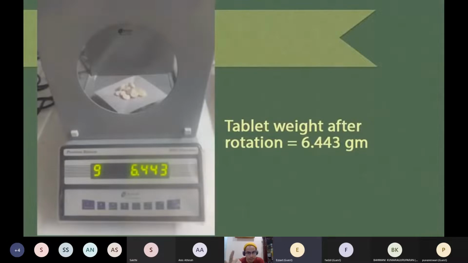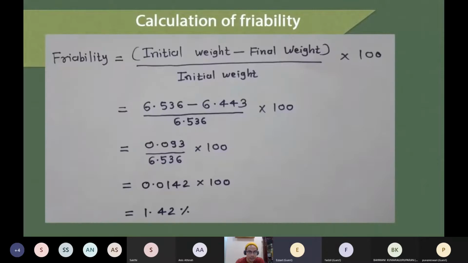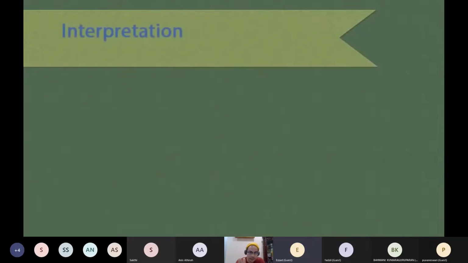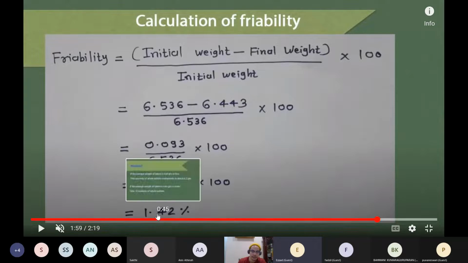So we weigh the final weight, 6.443. Now we can calculate the friability. This is the formula: take the initial weight, subtract the final weight, divide by the initial weight, multiply by 100. We express the friability as a percentage. So the initial weight was 6.536, minus the final weight 6.443, divided by the initial weight, times 100. The final answer, the friability, is 1.42%. So this is the percentage of weight that broke off, lost from the original weight.